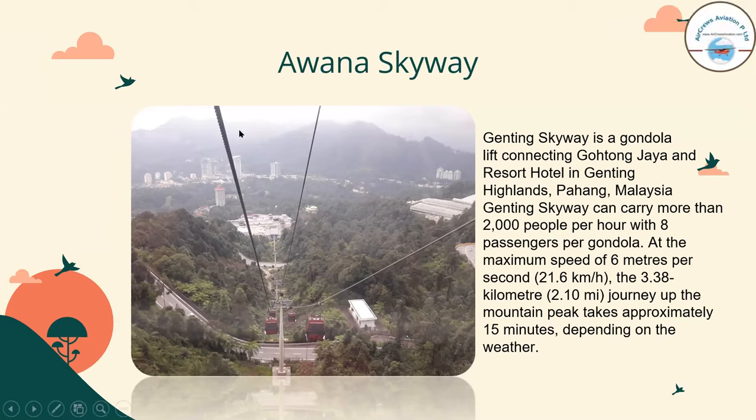So Awana Skyway connects Jaya, a city, to Genting Highland. This is the longest skyway in the world, and it can carry around 2,000 people per hour, and one gondola car can have a maximum of 8 people. It travels around 3.38 kilometers, and the journey takes around 15 minutes if the weather is okay.